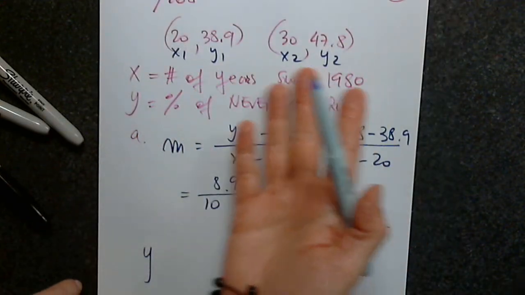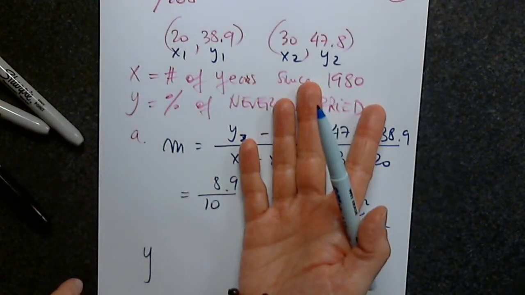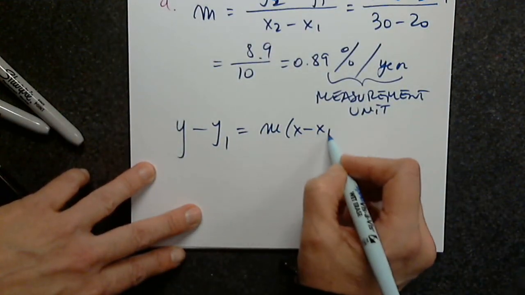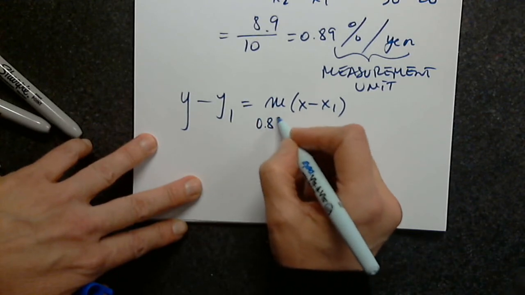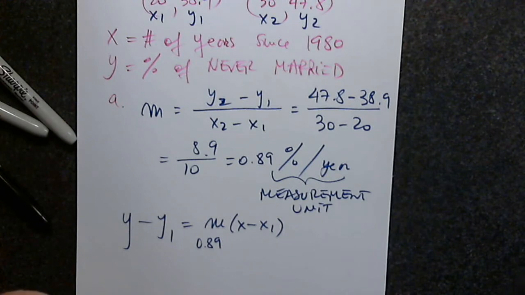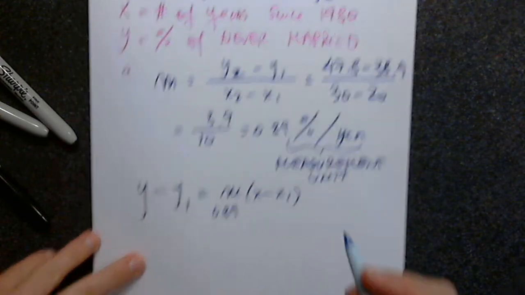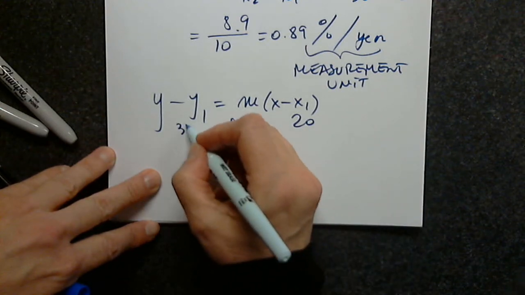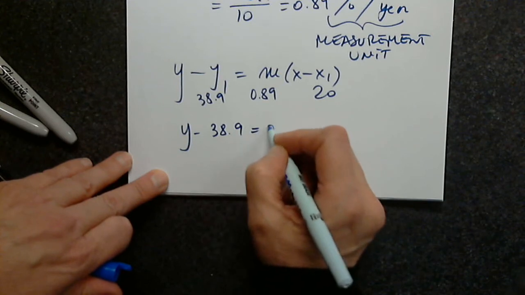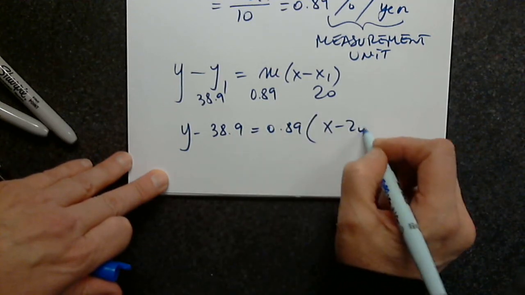So, am I given the y-intercept? No. So I have to use y minus y1 equals the slope times x minus x1, where the slope is 0.89. And choose any point you like. We should always choose smaller numbers, but it doesn't matter. And we have calculators, so it's not a problem. Which point would you like to use? Okay, so then you write 20 and 38.9. And then we have y minus 38.9 equals 0.89 times x minus 20.